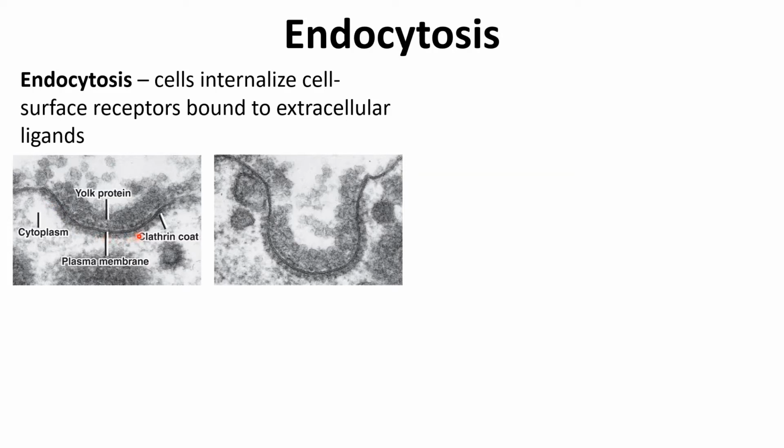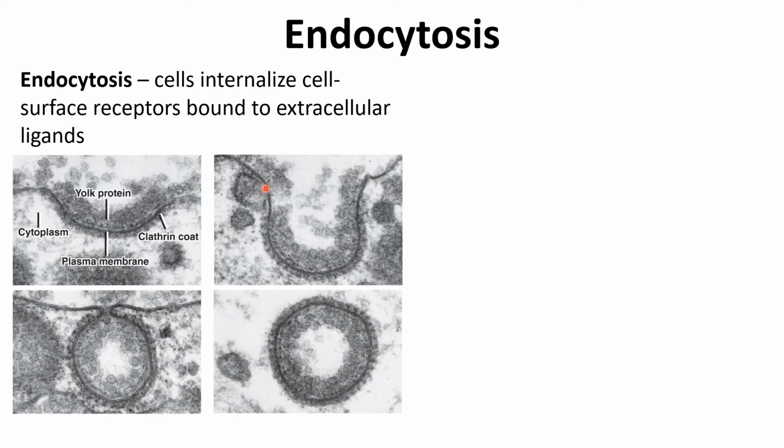Okay, and we can see here the formation of a coated pit. So we can call it a coated pit. And we can see here how the vesicle is about to close. And here we have a completely closed vesicle that contains the yolk proteins that are endocytosed, and the lining is composed of clathrin molecules. So this is going into the cell. So this is retrograde transport.